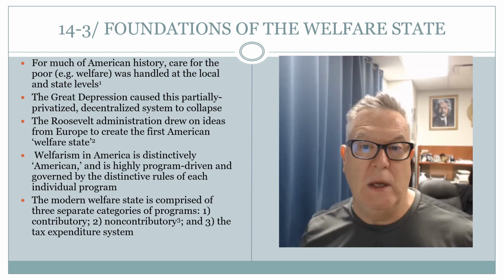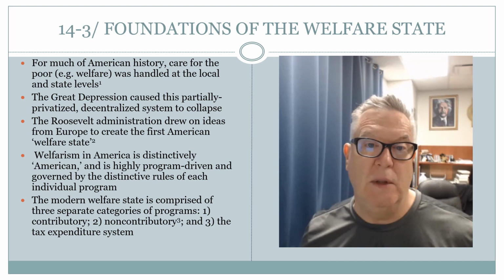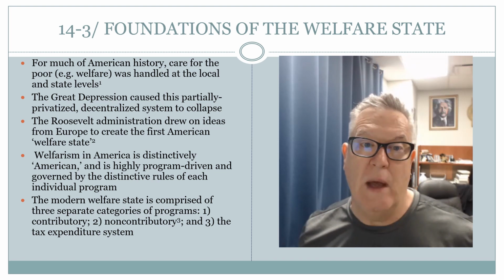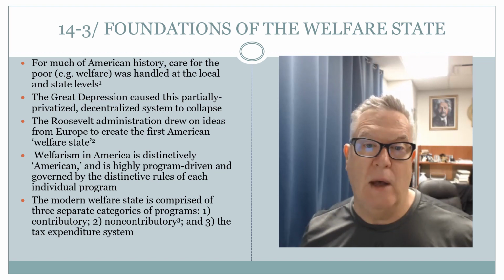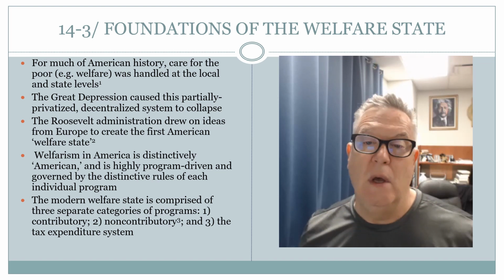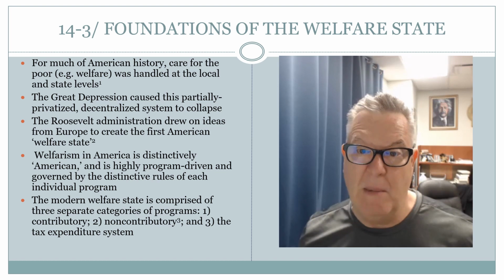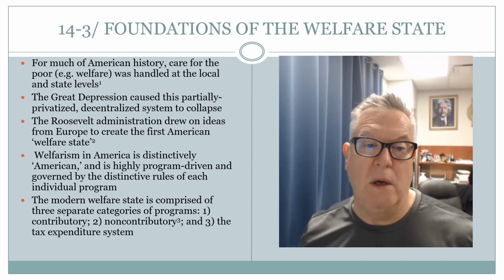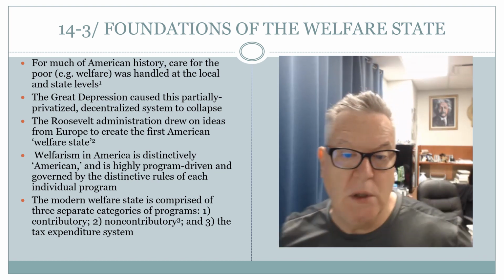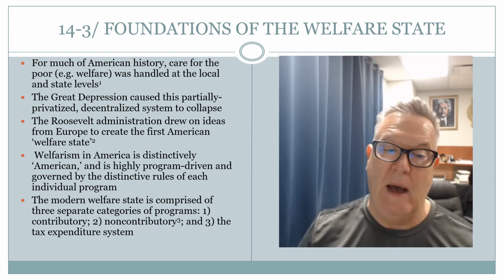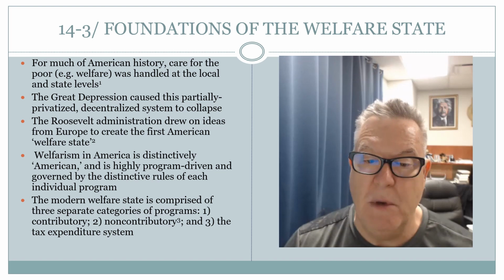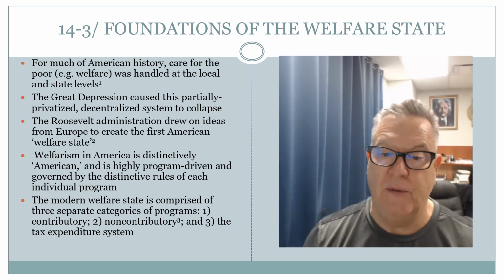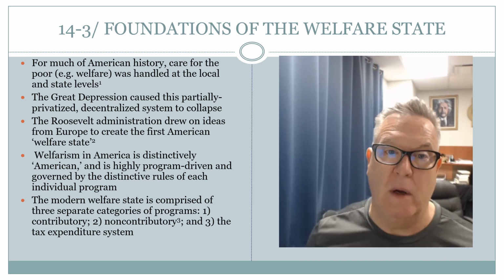Social welfare spending also spiked at the state level following the Civil War, where 600,000 Americans were killed in action, but additionally, hundreds of thousands of soldiers lost limbs, and prosthetic limbs became a major investment for those state governments. The Great Depression caused this kind of partially privatized, decentralized system to collapse. The Roosevelt administration drew on ideas from Europe to create the first American welfare state.